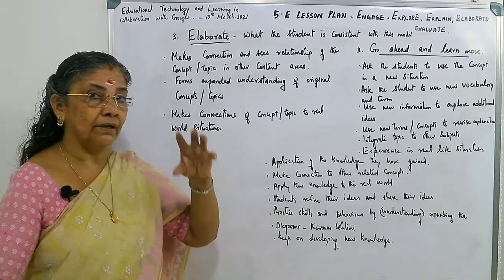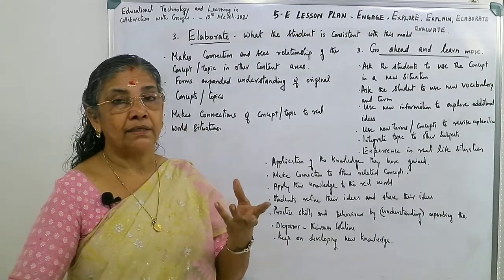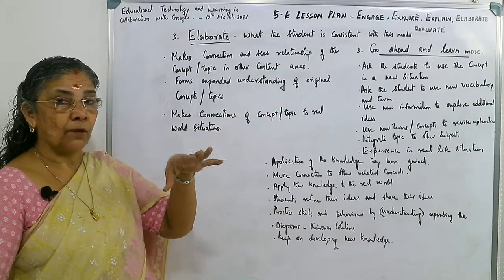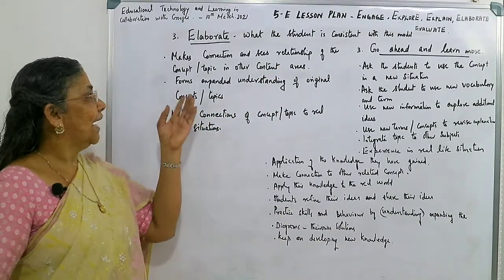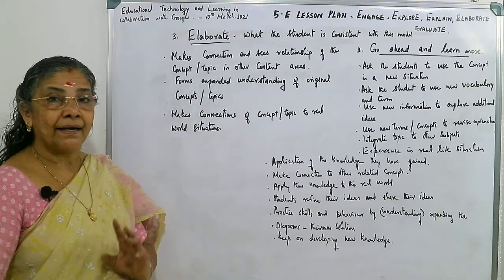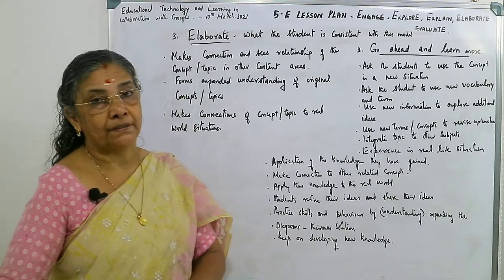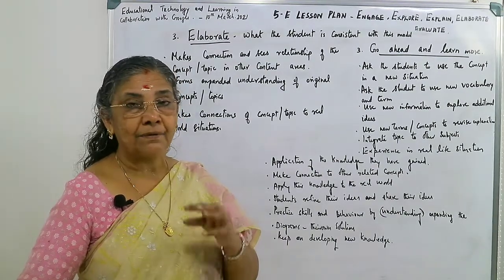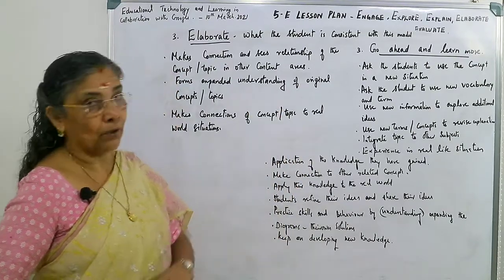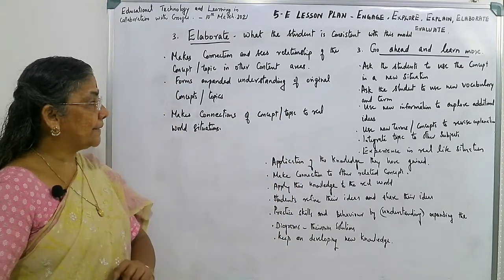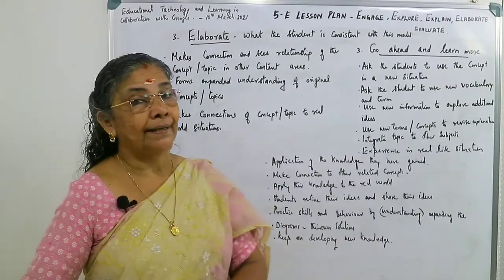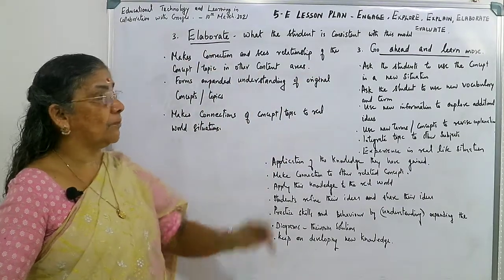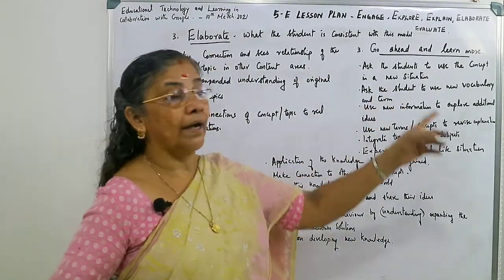Whatever topic the students have learned, we have to move ahead, and they learn about the relationship of the concept or topic with other content areas. Another one is forming an expanded understanding of the original concepts or topics. We have expanded learning about the original topic and concept. Another one is making connections of the concept or topic to real life situations. In detail, elaborate means go ahead and learn more.